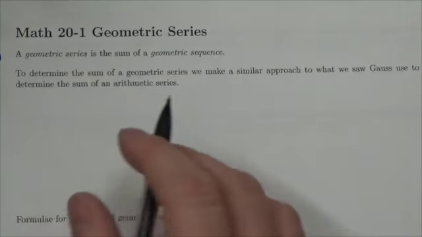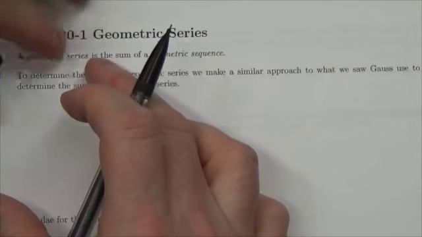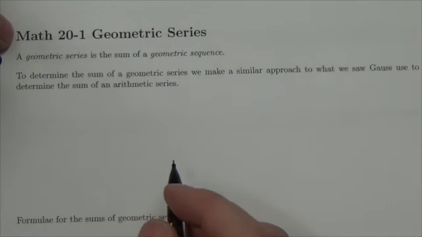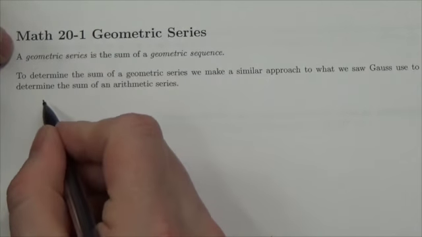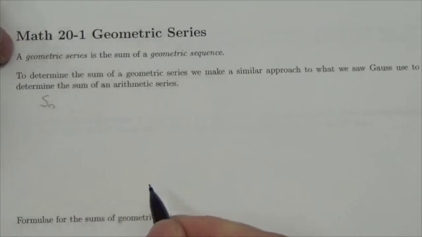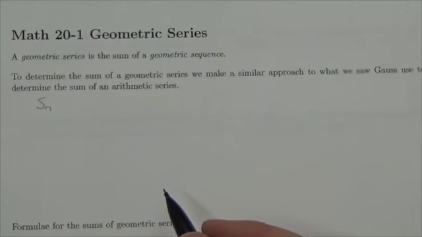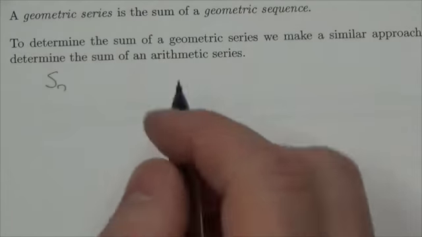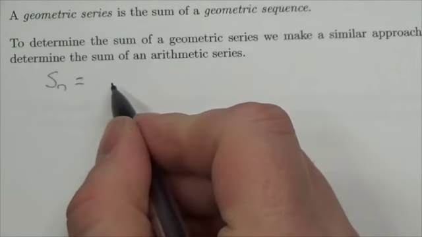Now we're going to build the formula. There is a formula for adding up the terms in a geometric series, and we're going to develop it in a similar way to what we saw little Gauss do with arithmetic series. So let's take a quick look here. I'm going to zoom in on this a little bit. We're going to add up the terms in a geometric sequence, and that's going to look like this.